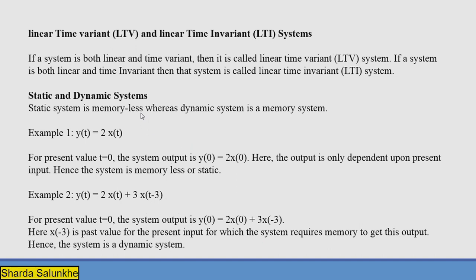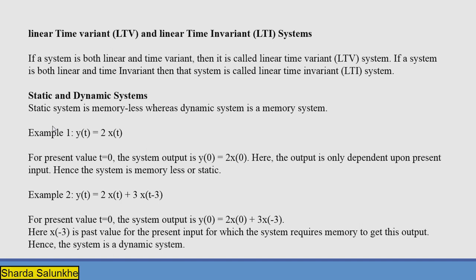Next, linear time variant, that is LTV, and linear time invariant systems. If a system is both linear and time variant, then it is called a linear time variant system. And if a system is both linear and time invariant, then the system is called a linear time invariant system.